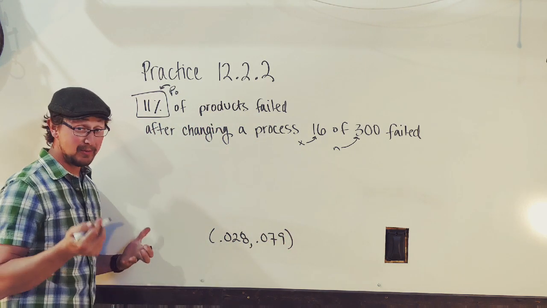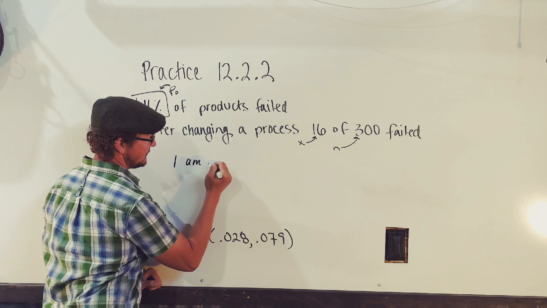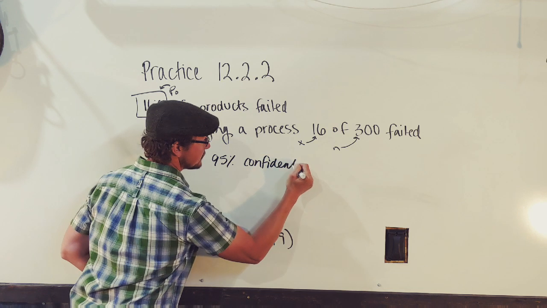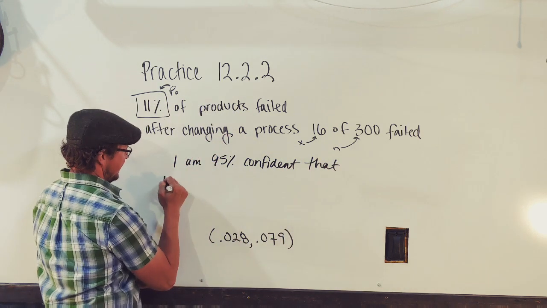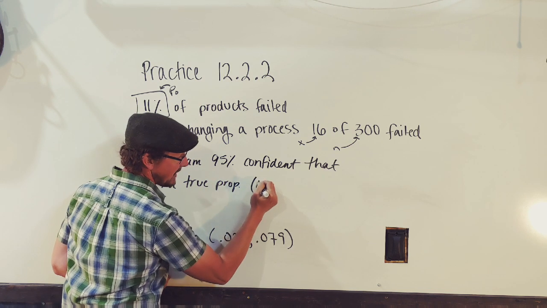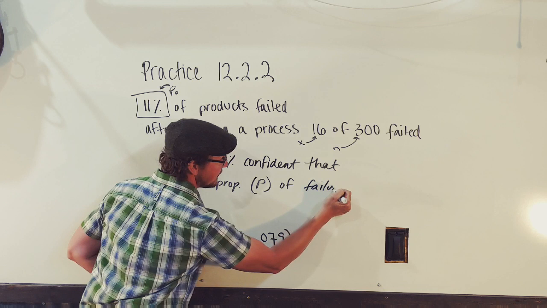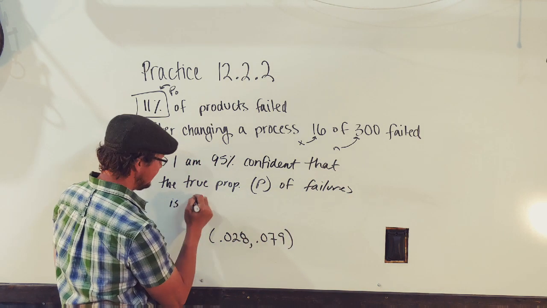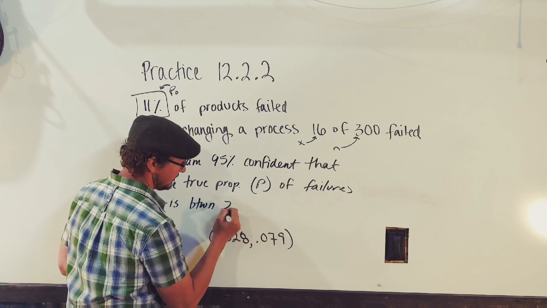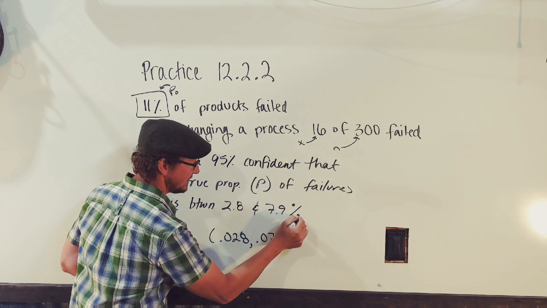All right, so this should be very, very familiar, or at least cause some sort of traumatic flashbacks. I am 95% confident that the true proportion, again we're talking about the population proportion, big P, of failures is between, and this is where I'm going to use my values right here, I'm going to convert them to percent so they're a little bit more user friendly, 2.8 and 7.9%.